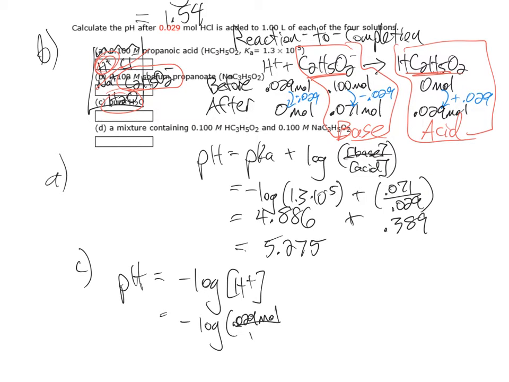Remember, water's K value is 10 to the negative 14th. Compare that to a K value of infinity in the case of hydrochloric acid. So to get pH, we just take negative log of 0.029, and we get the same answer as we did in Part A, 1.54.